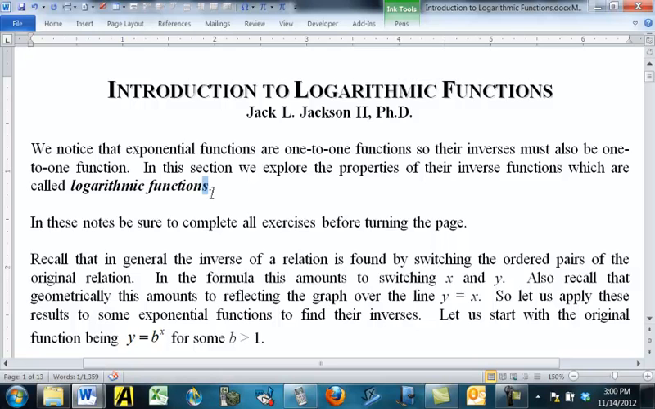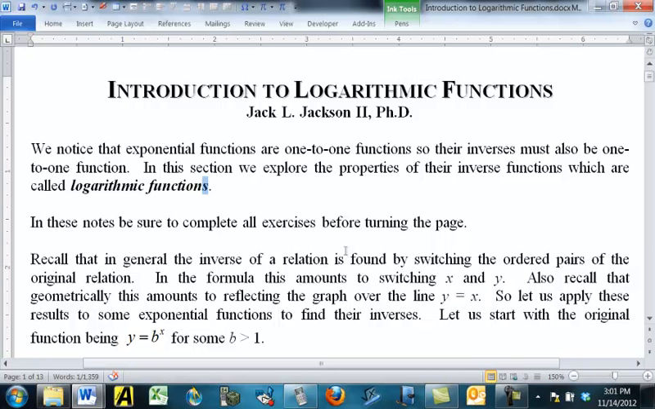So recall in general that the inverse of a relation is found by switching the ordered pairs of the original relation. So if (0, 1) is on the original, then (1, 0) is on the inverse. In the formula, this amounts to switching the x and y. Also recall that geometrically this amounts to reflecting the graph over the line y equals x. We covered this earlier. So let us apply these results to some exponential functions to find their inverses.